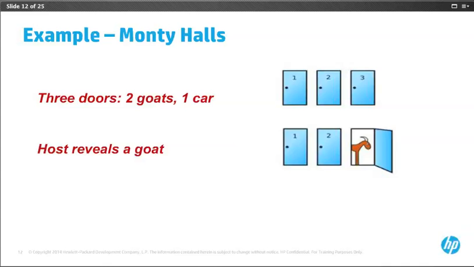Once that was done, he would present the contestant with a dilemma, saying, okay, so I'm showing you goats behind door number 3. I'm now going to give you the option to change. So would you like to change to door number 2, or do you want to stick with door number 1? It's interesting if you have a quick think about that. Should you change? There's 3 options here. Have a think about which you'd pick.